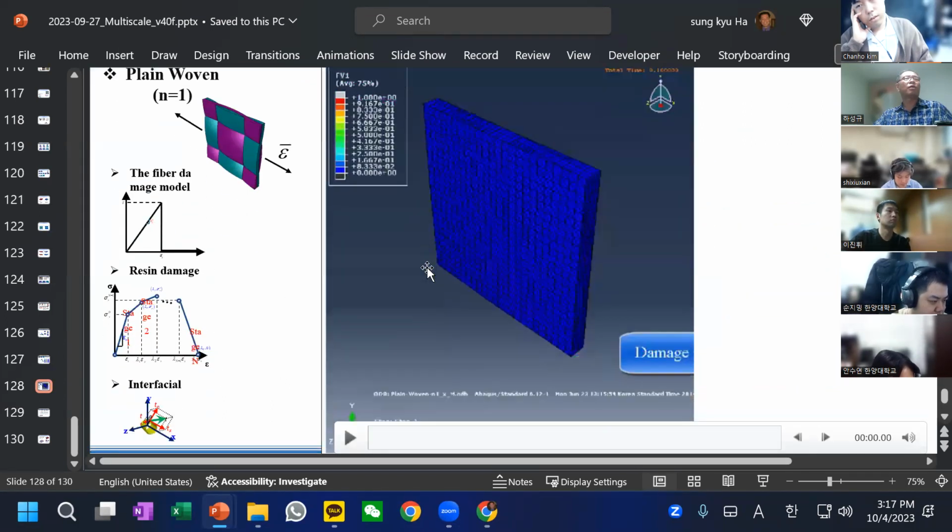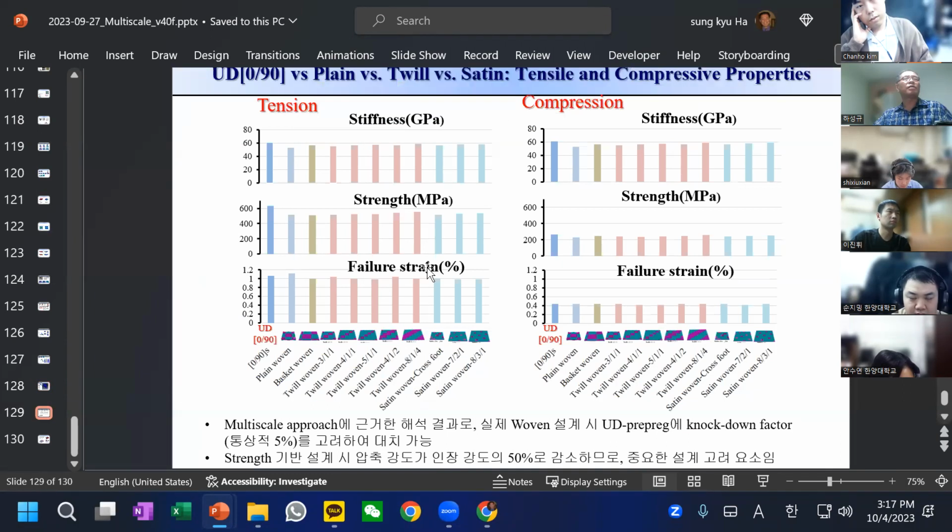This is all through a simulation, and you can see how powerful it can be. Even for compression, stiffness, strength and failure strain can be reduced compared to 0/90. Also, you can notice that the compression strength can be smaller than the tension strength. This is also a very important behavior of composites.